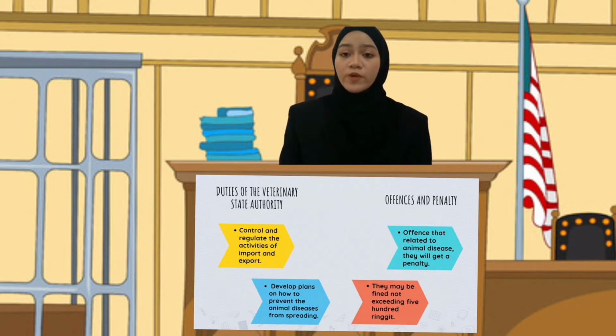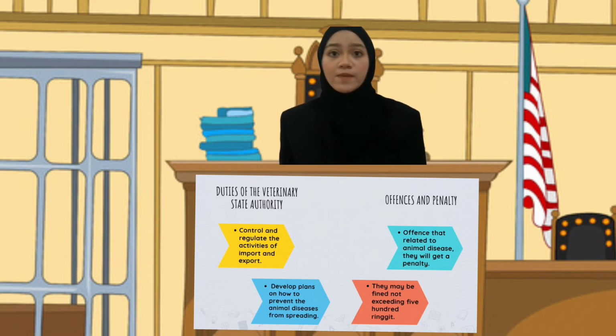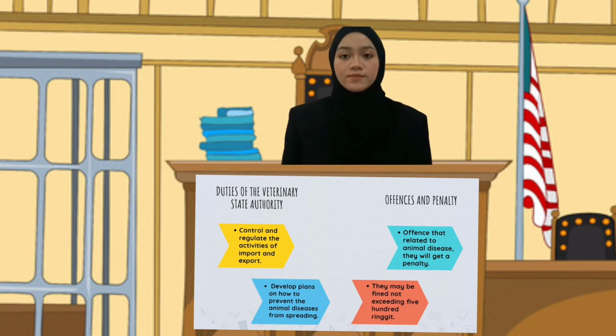Other than that, the authority is responsible for developing plans on how to prevent animal diseases from spreading. This prevention is to identify whether the animal, fish, or animal and fish products are infected by any disease. The state veterinary authority should conduct an examination test on the animal or animal products by taking their urine, blood, or any substances that can prove the animal is infected by the disease.